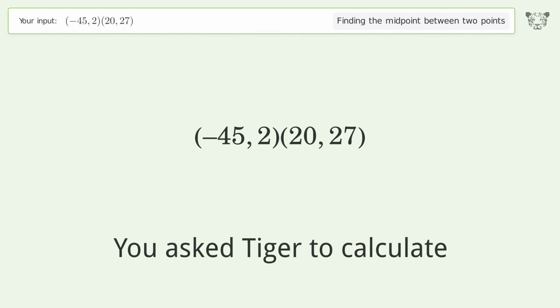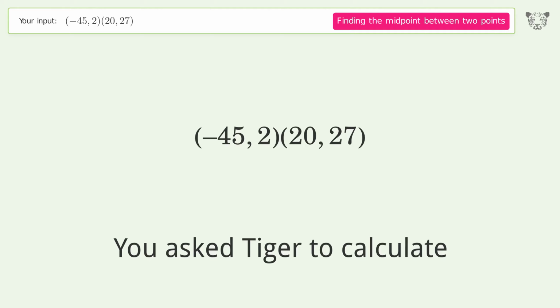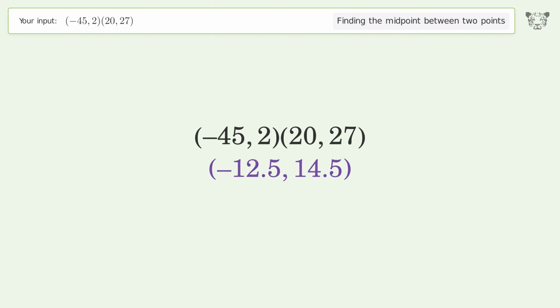You ask Tiger to calculate. This deals with finding the midpoint between 2 points. The midpoint between the 2 points is negative 12.5, 14.5. Let's solve it step by step. Plot the 2 points and calculate the midpoint using the formula.